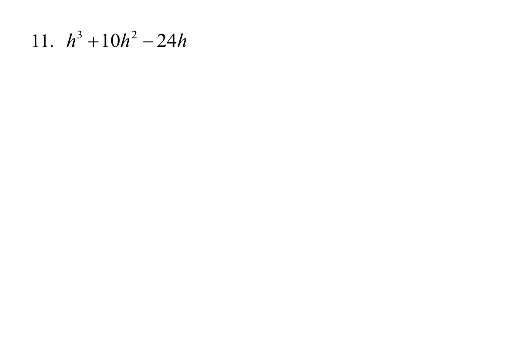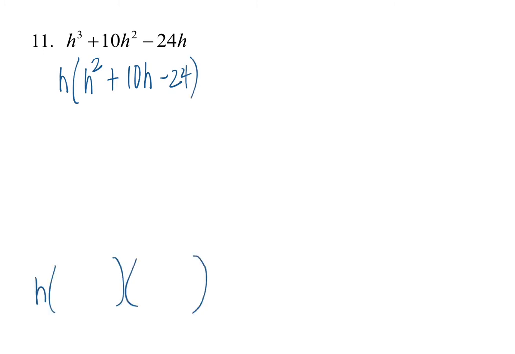Okay, number 11. It is in order. That cubed was throwing me off, but it is in order as far as the cubed and the squared and the first power. I can take out a GCF of h, and that's it. I would be left with h squared plus 10h minus 24. So for the final answer, it will look something like that, okay?